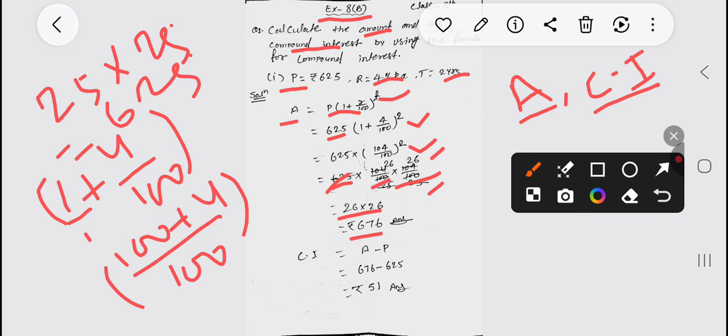So the answer of the first question, calculate the amount: we have calculated 676 rupees. Now we will calculate the compound interest, CI. The formula is amount minus principal. The amount we have calculated is 676, minus the principal given in the question, 625. So this difference is 51 rupees, meaning CI will be 51 rupees. I hope this question is clear to everybody. Okay, let's move to the next question.